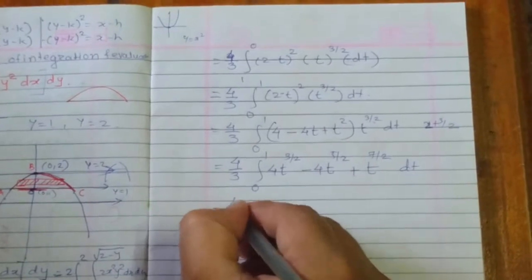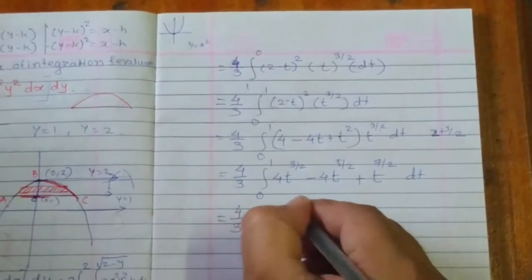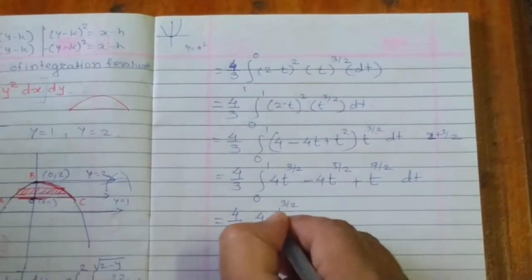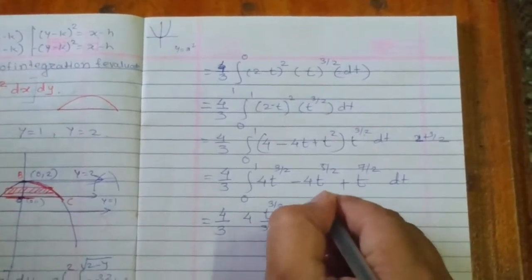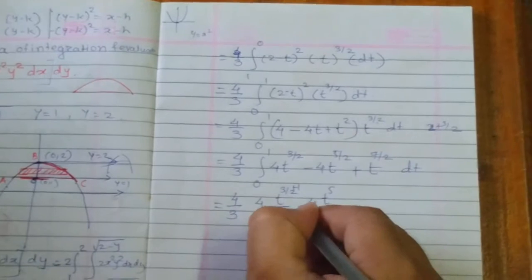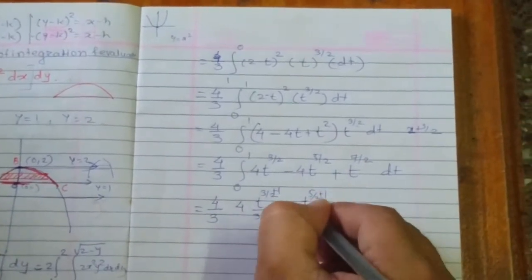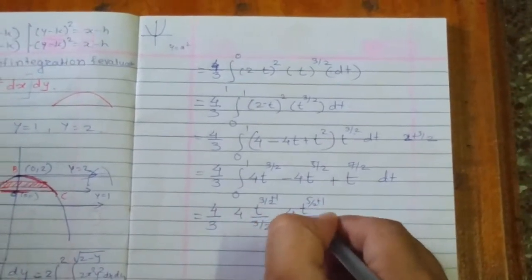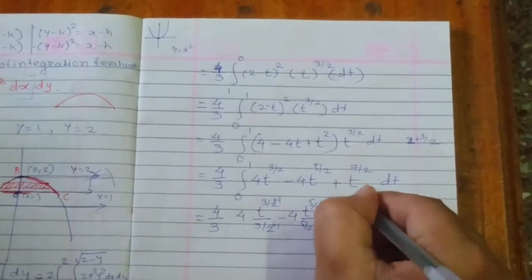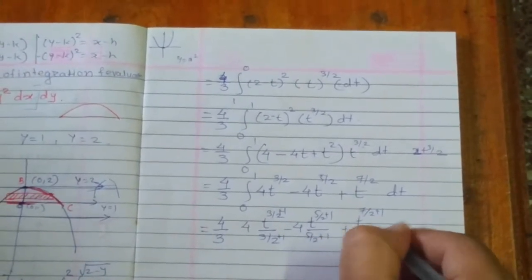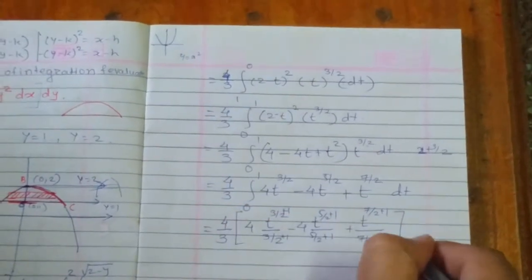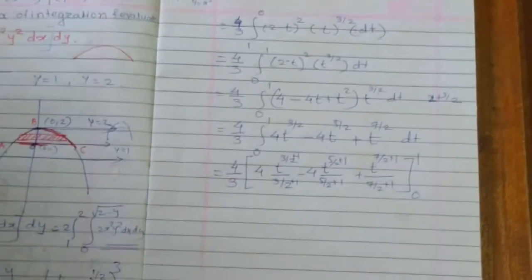So this is 4 by 3, 4 as it is, t raised to 3 by 2 upon 3 by 2, minus 4 into t raised to 3 by 2 plus 1, that is 5 by 2, divided by 5 by 2, plus t raised to 7 by 2 plus 1 divided by 7 by 2 plus 1. Limits from 0 to 1.